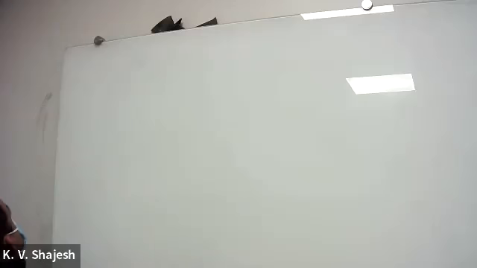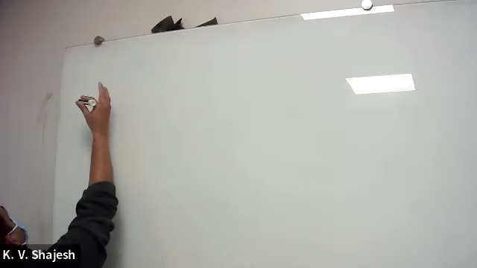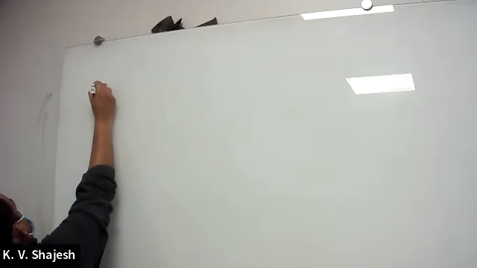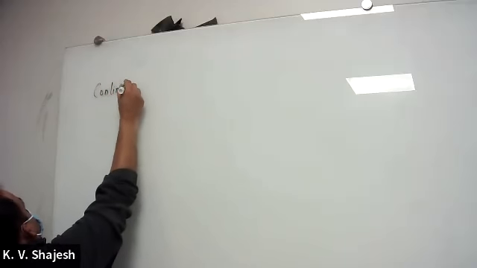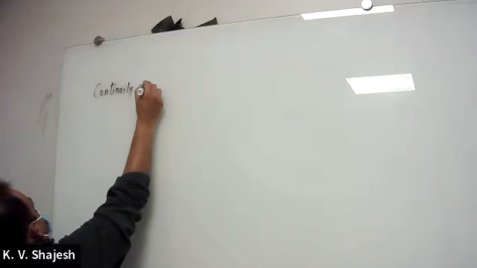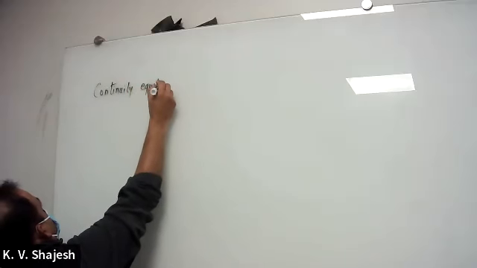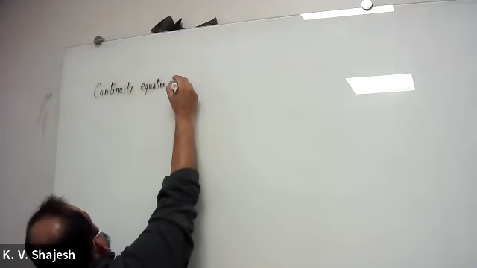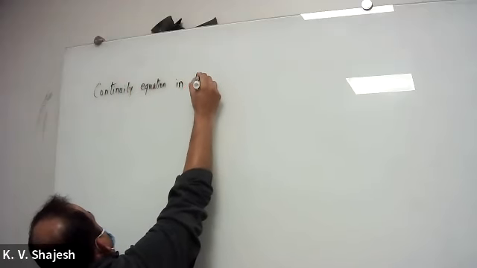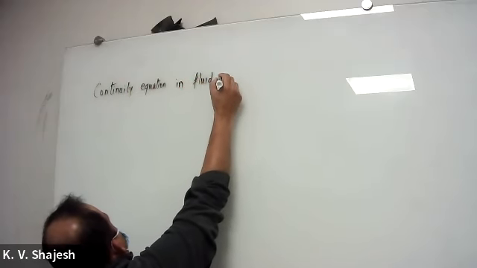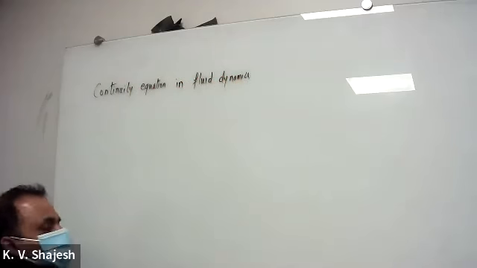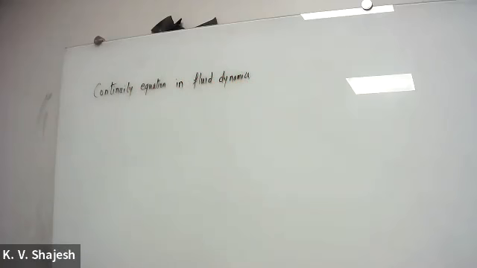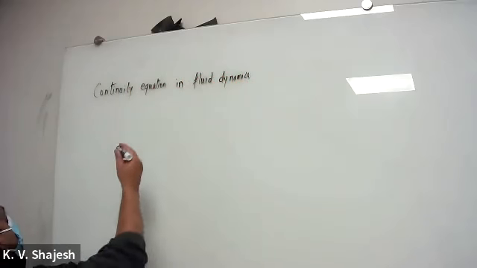So let's say a continuity equation in fluid dynamics. So why are we talking about fluid dynamics when we are doing electricity and magnetism? But it has to do with the nomenclature. So give me a few minutes.